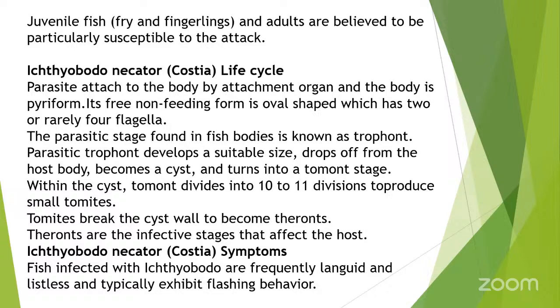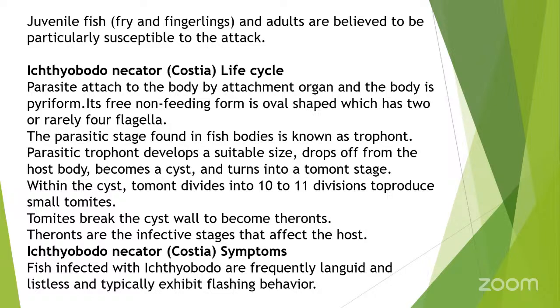Now, how is their life cycle? The parasites attach to the body by an attachment organ, and the body is pyriform. Its free non-feeding form is oval shaped, which has 2 or rarely 4 flagella. The parasitic stage found on fish bodies is known as the trophont.